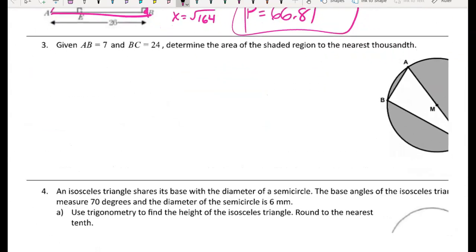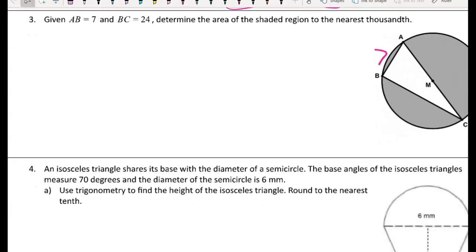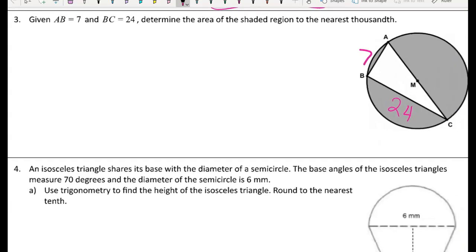Number 3, given AB equals 7, BC equals 24, what is the area of the shaded region to the nearest thousand? Well, in my head here I see two figures. I see a circle and I see a triangle. So my goal here is going to be to find the area of the circle, the big area, and subtract away the white part, the area of the triangle.